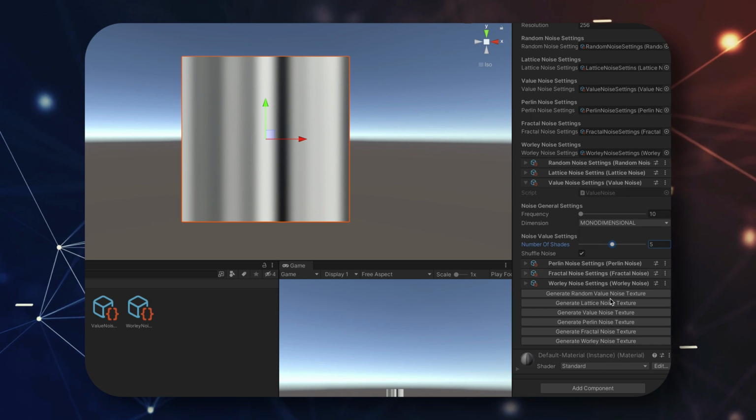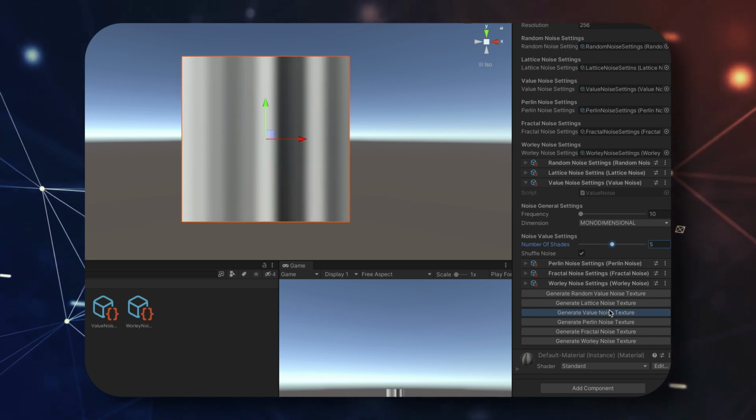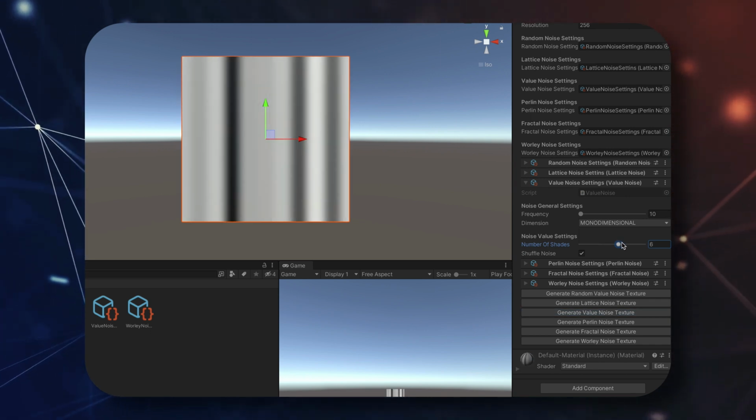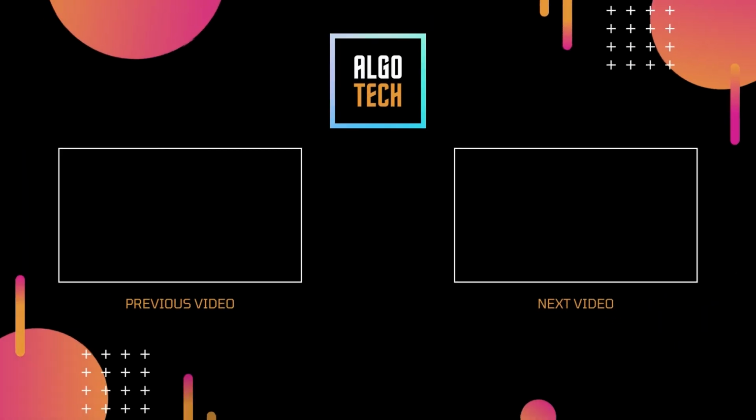And remember that the best way to master value noise is by experimenting with it and by creating your own projects.